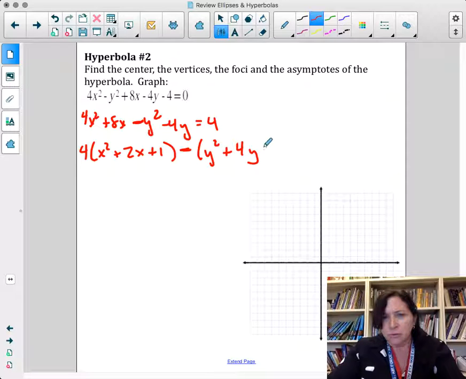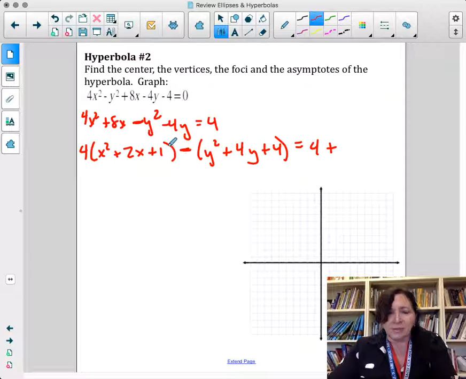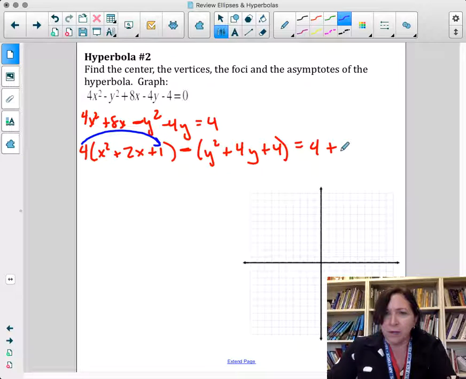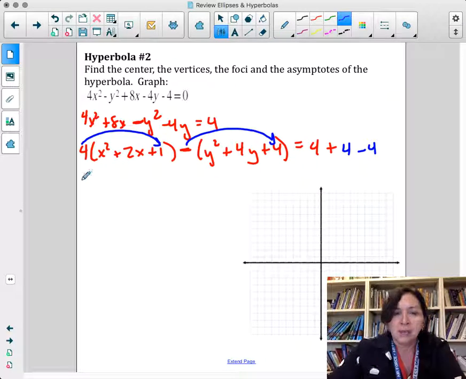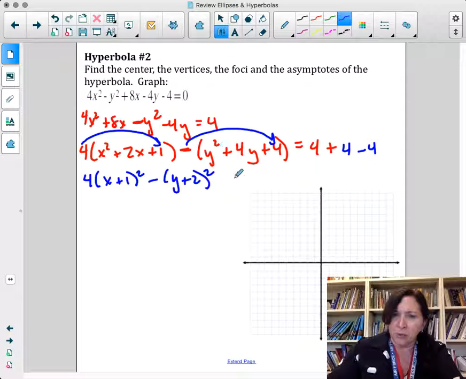Half of 4 is 2. 2 squared is 4. And this is equal to 4. And now remember, you've got to put back the factors that you temporarily took out. So we temporarily took out 4 times 1, which is 4. And we temporarily took out negative 4 times 4. So that's negative 4. So factoring, we get 4 times the quantity x plus 1 times x plus 1, which is x plus 1 quantity squared, minus y plus 2 times y plus 2, which is y plus 2 quantity squared. And this is going to equal, these cancel, just 4.